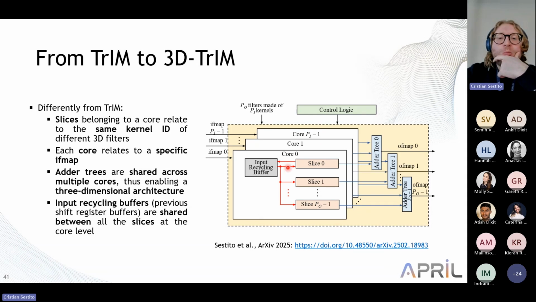Now, in order to accommodate this type of data reorganization, we need to add extra adder trees that are shared between multiple copies of the core, enabling a sort of three-dimensional shaping of the adder tree. This three-dimensional shaping gives the name to 3D TRIM. And as I told you, the input recycling buffer is the new local buffering facility that accommodates the previous shift register buffer, as well as the shadow registers.